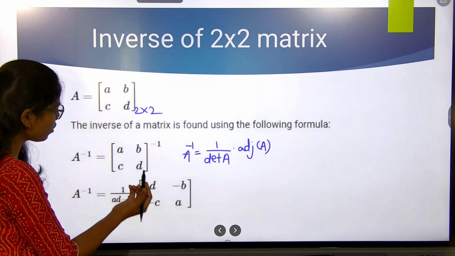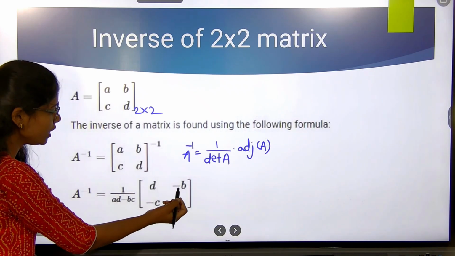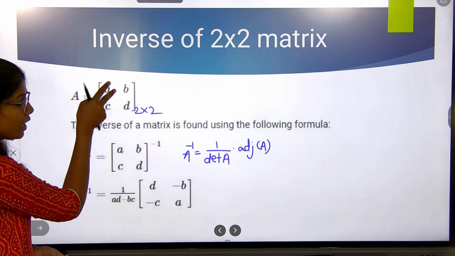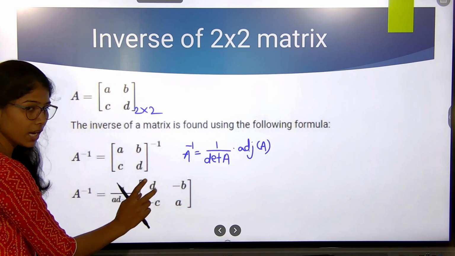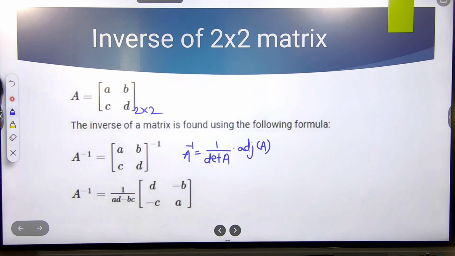So adjoint of A, what? Interchange the diagonal elements and change the sign of the other elements. Just interchange this A and D, so D and A, and change the sign of the other elements. This is your adjoint of A.